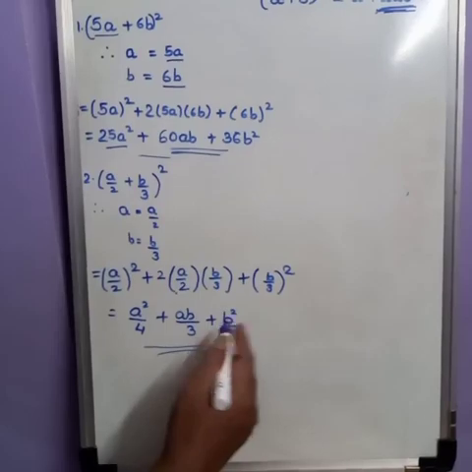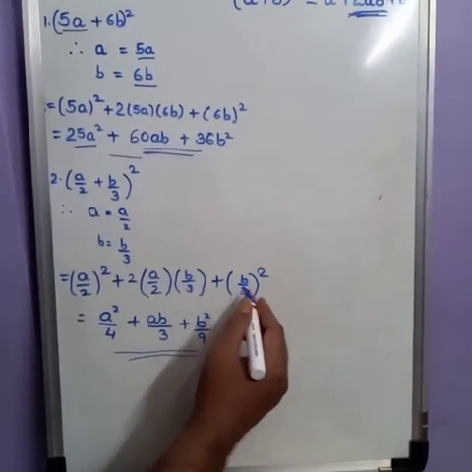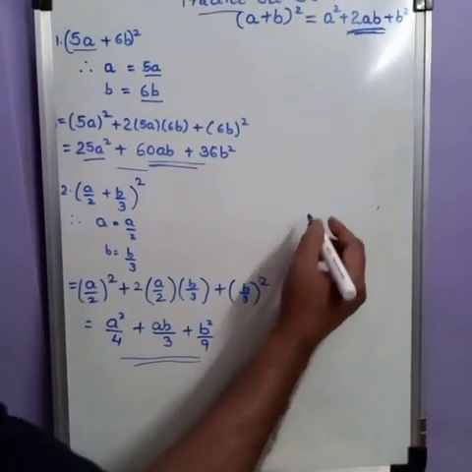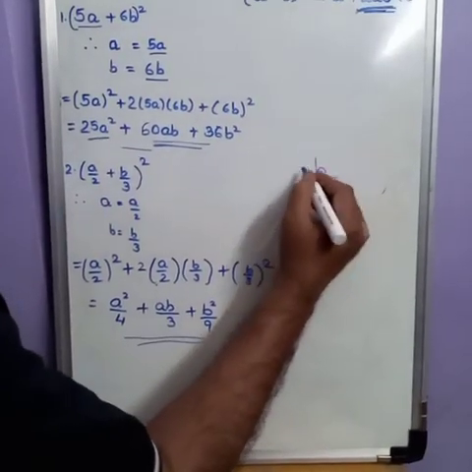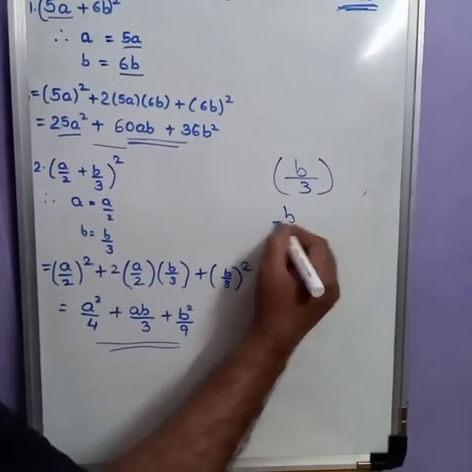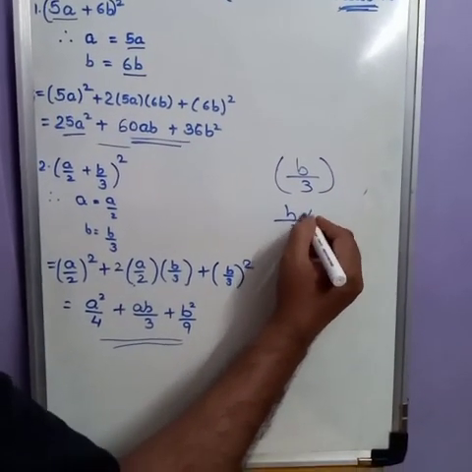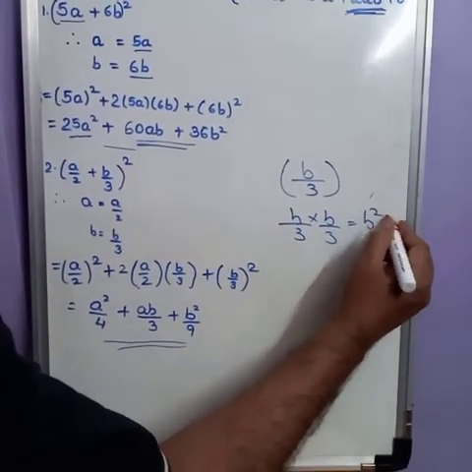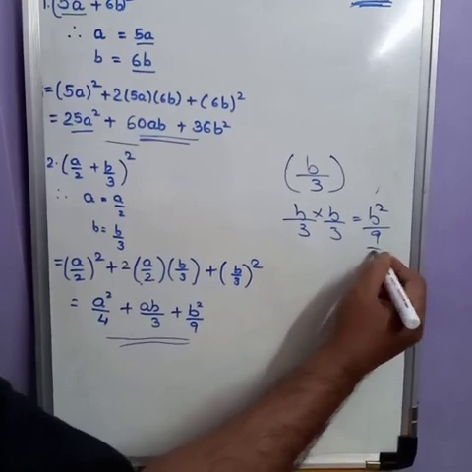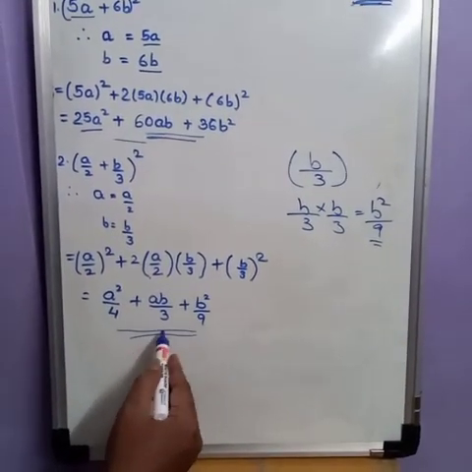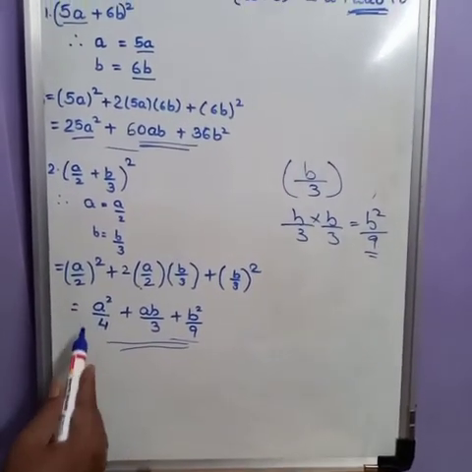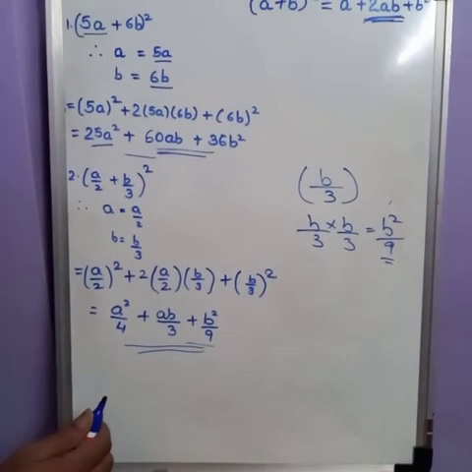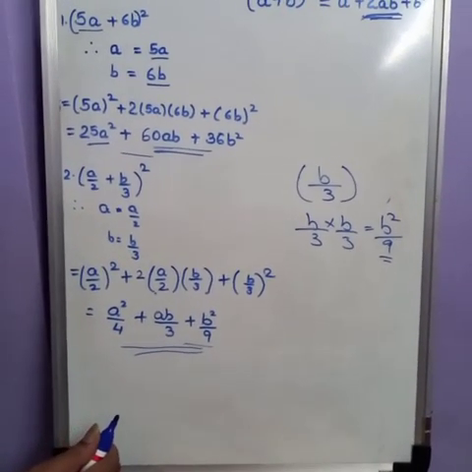Next, plus (b upon 3) the whole square, that comes up to b upon 3 into b upon 3. b into b, that is b square. 3 into 3, that is 9. b square upon 9. So your answer is a square upon 4 plus ab upon 3 plus b square upon 9.